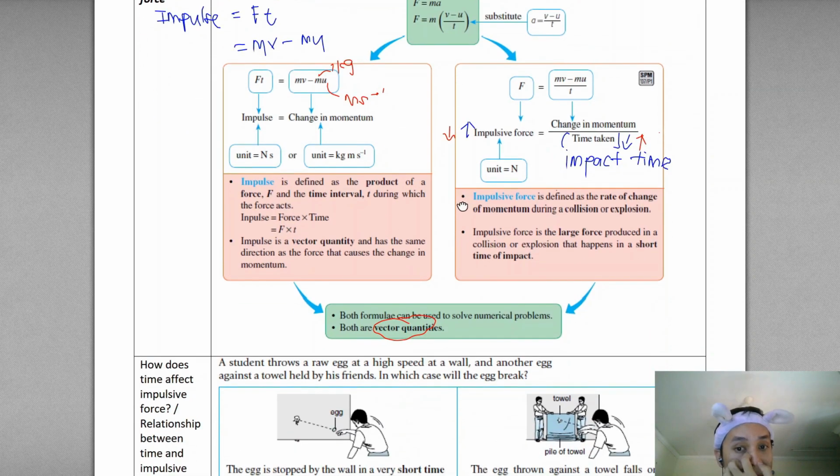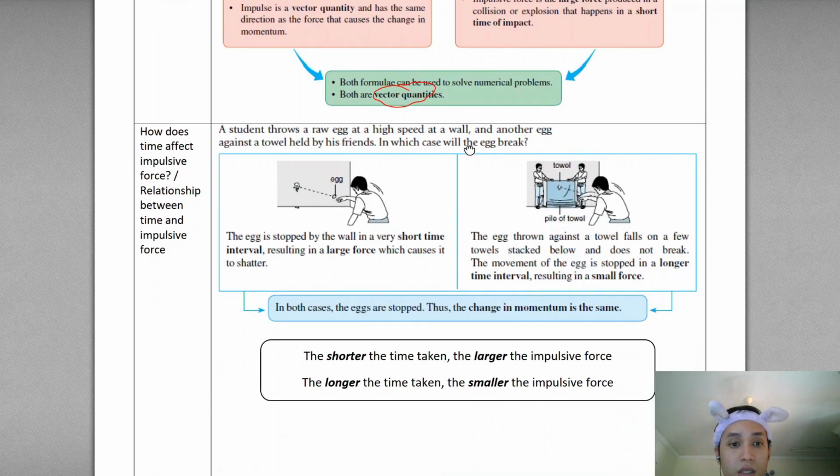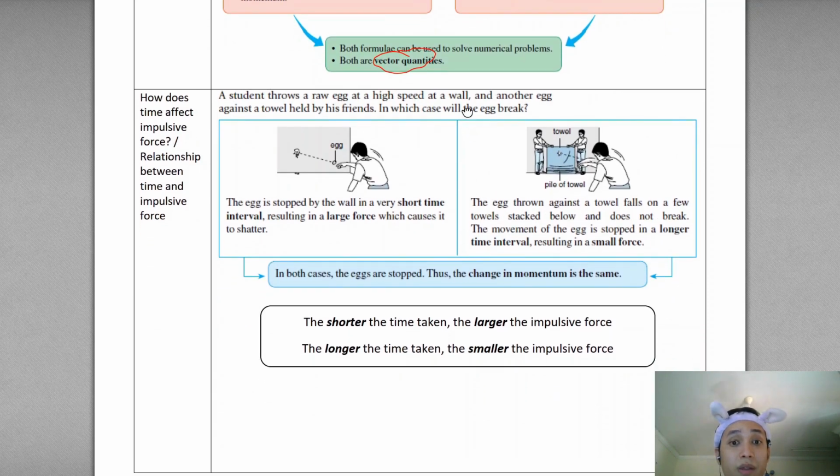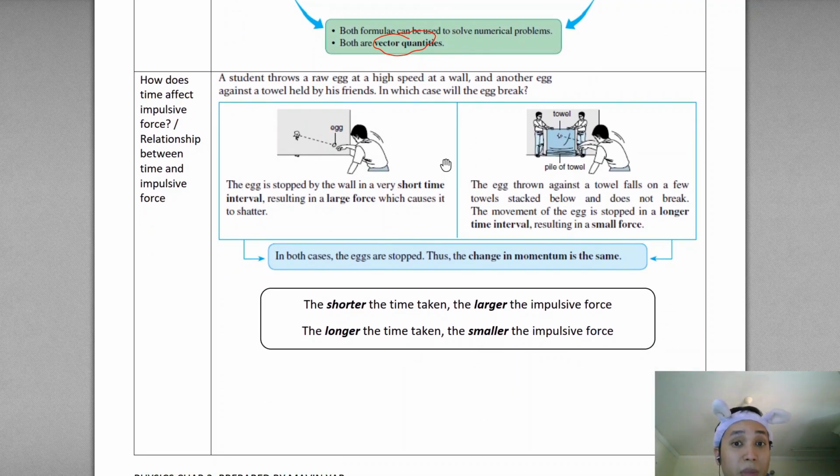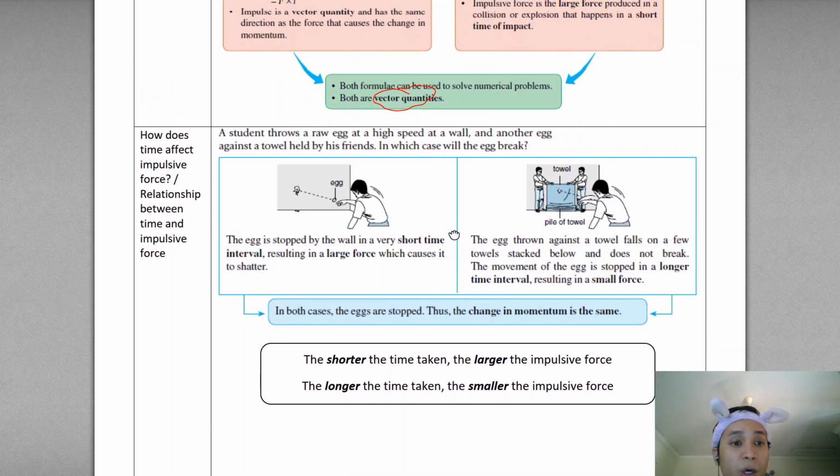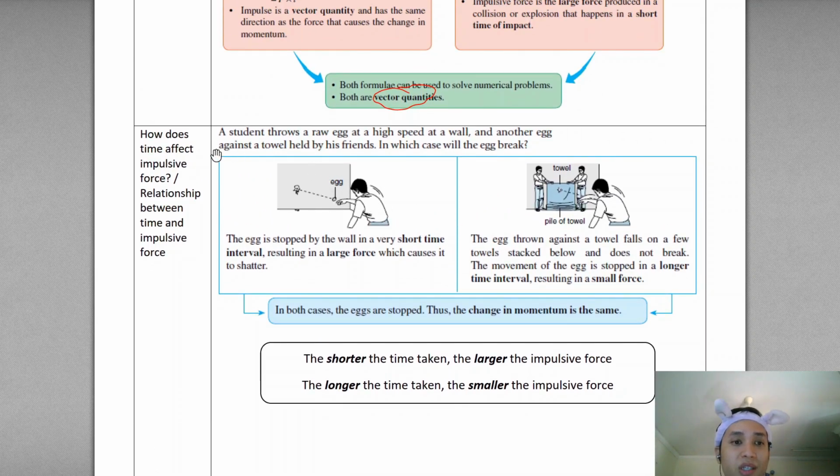Alright, so we are going to apply the theory of your impulse and impulsive force. Now, we always need to determine the relationship between time and impulsive force. Okay, how does time affect your impulsive force? Now, this one is very important in your exam questions. They will always ask about these two things. How does time affect your impulsive force?